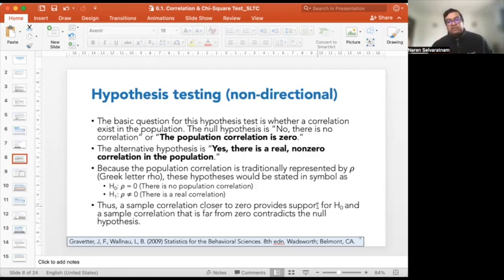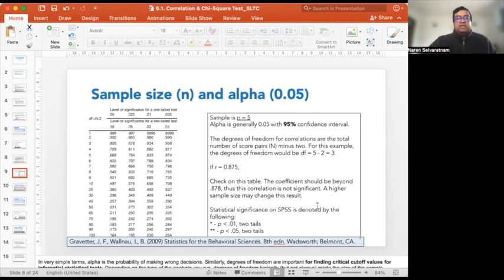But if it is far away from 0, which means closer to 1, there's a good chance your correlation is statistically significant. For that, there is a bit of a process for the hypothesis testing. First, you have to identify your sample size. I know our sample size is 5, and alpha is 0.05. Whenever we do hypothesis testing, we have to specify our alpha based on a specific confidence interval. I have a confidence interval of 95%, which means the resulting alpha is 0.05.